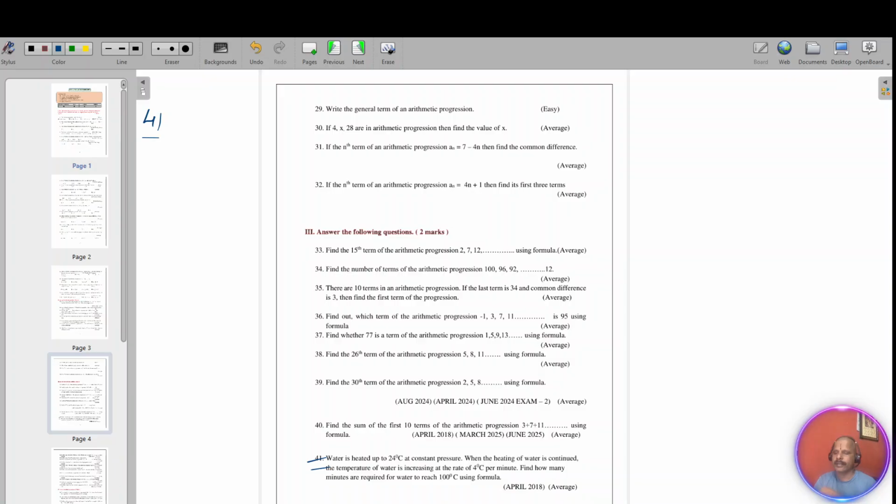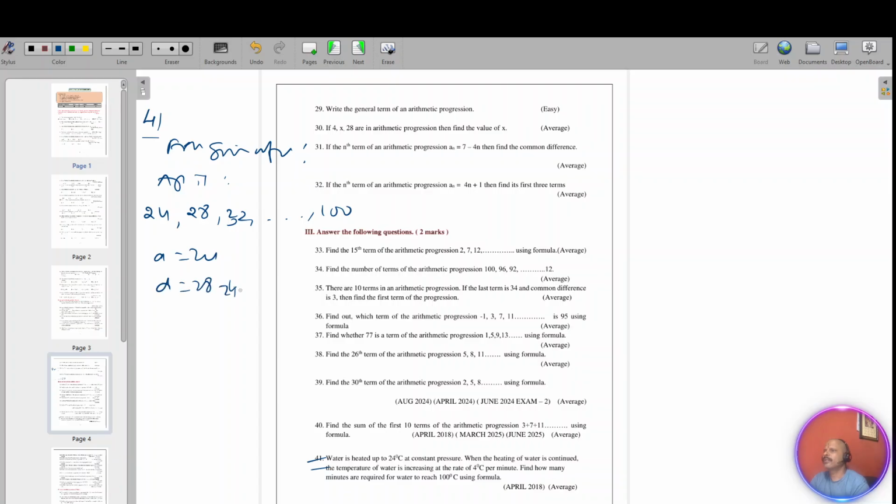So from given info, the AP is 24, increasing by 4, like that, up to 100. So A is 24, D is 28 minus 24, that is 4, AN is 100. Find N. So using AN is equal to A plus N minus 1 into D.